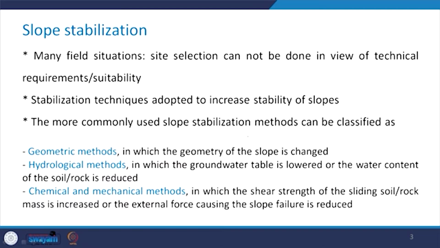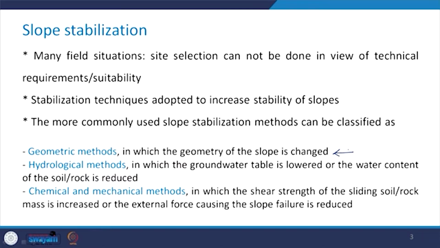The more commonly used slope stabilization methods can be classified under three categories. The first category relates to the geometric methods, in which the geometry of the slope is changed so that the changed geometry slope is more stable than the earlier one.